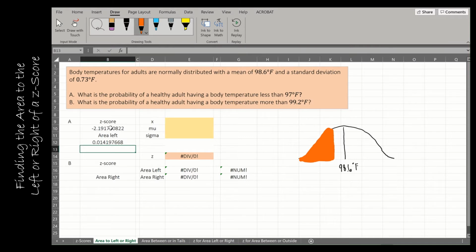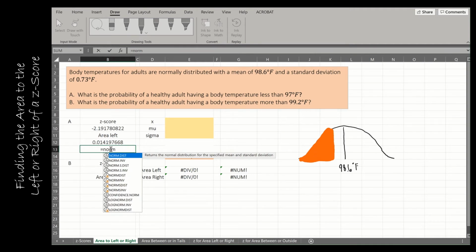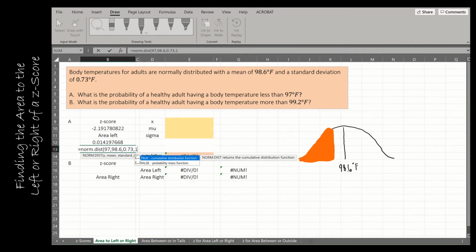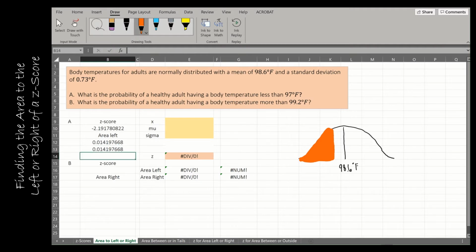Now let's say they asked that question, but they did not specify that I had to find a z-score. Well, then we're off the hook. We don't need to do the z-score part. I can go straight to norm.dist, just as I did before. And instead of x being my z-score, x is going to be that 97. Now instead of mean of 0, standard deviation of 1, I have to use 98.6 and standard deviation of 0.73, but I'm still using true for cumulative. Notice I get the exact same response, and it was easier because I didn't have to first find the z-score.